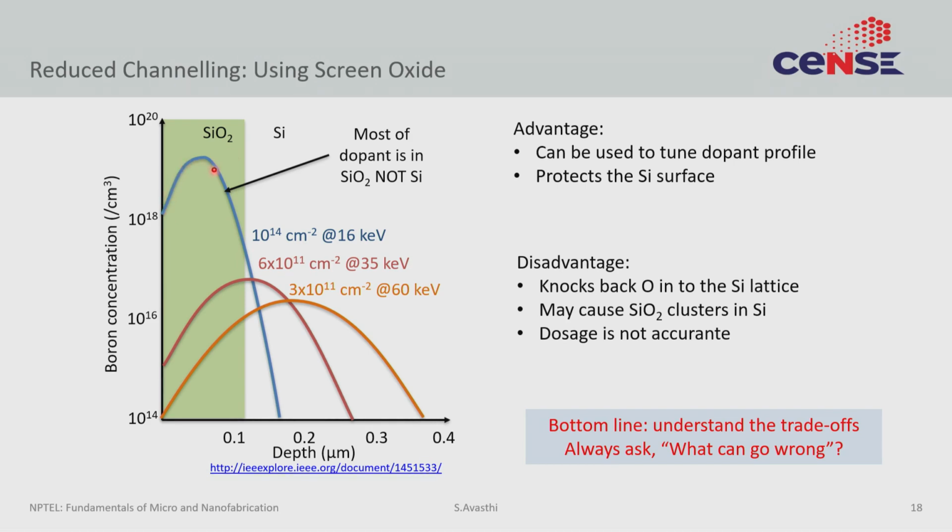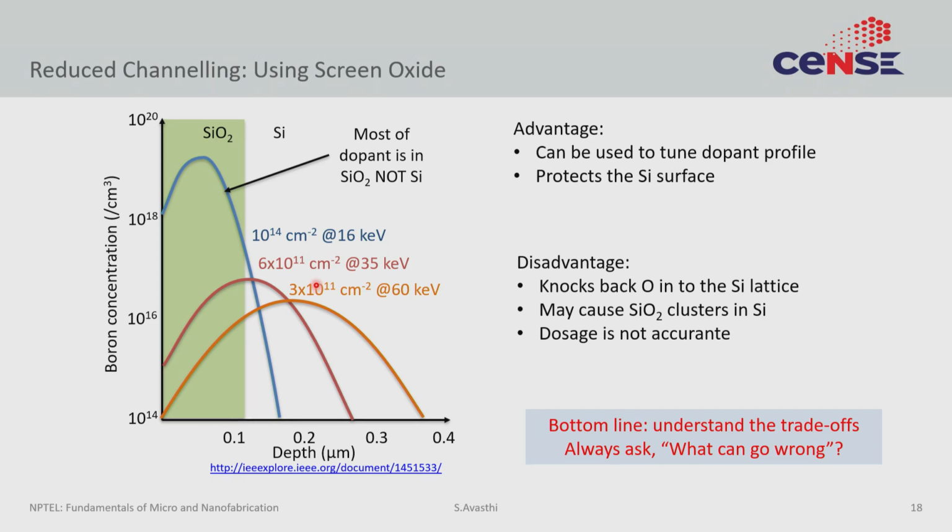So, blue is what you would get at 10 power 14 dose and very low energy. So, because the energy is low, the implant depth is low. Right. Let us look at this red curve. This red curve has slightly higher energy, so the implant depth is more. And this orange curve has the lowest dose of them all, but the energy is higher, so the implant depth is higher. And as you are changing the dosage, you are changing the peak concentration.